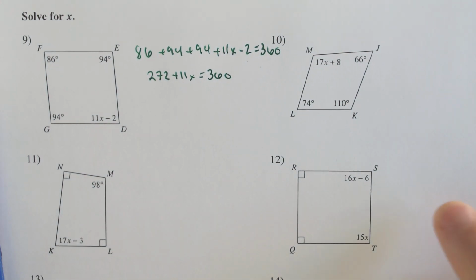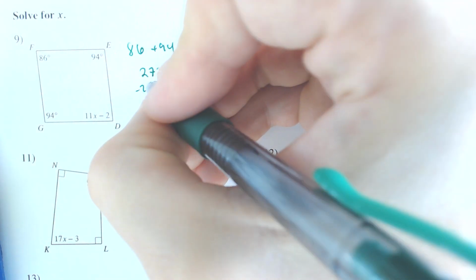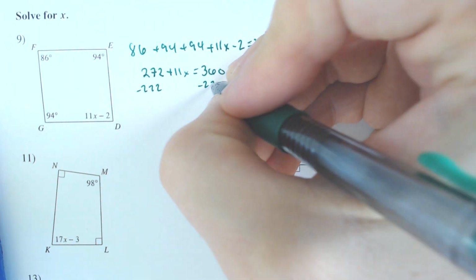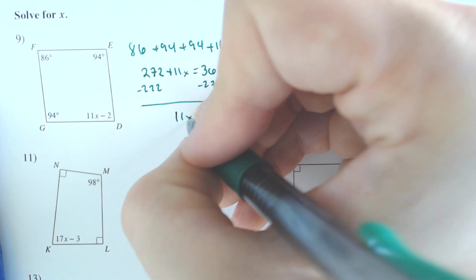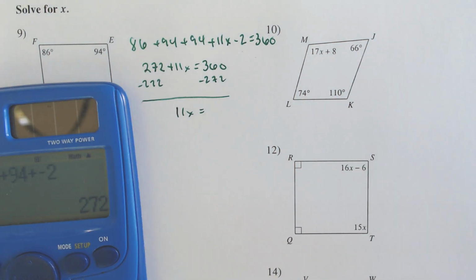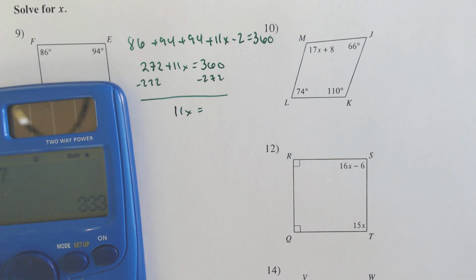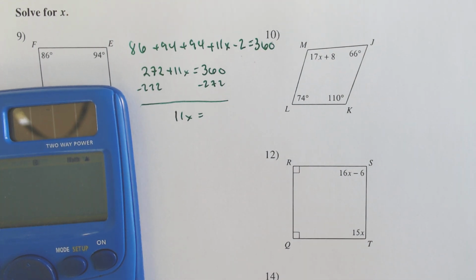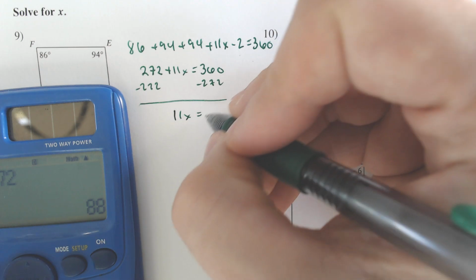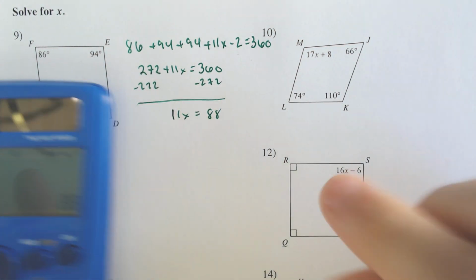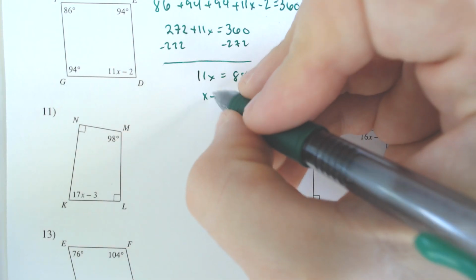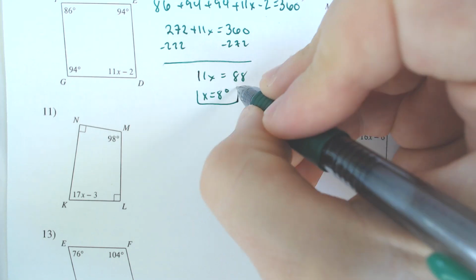Then we would subtract the 272 from both sides, minus 272. Minus 272, we get 11x is equal to 360 minus 272, which ends up equaling 88. And then you just divide by 11 and you get x is equal to 8 degrees.